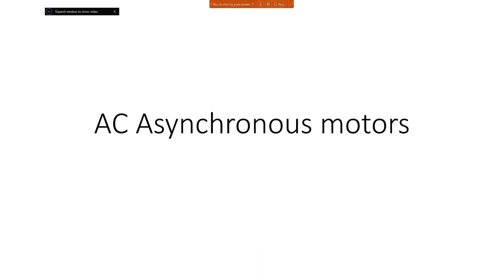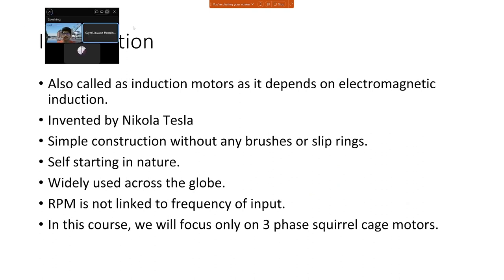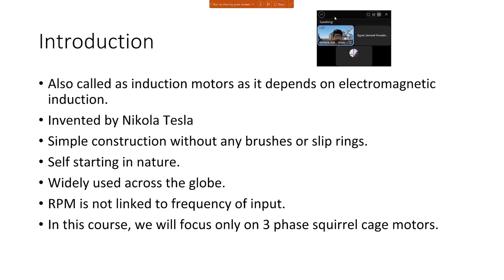Okay. Now let us look at asynchronous motors. They are also known as induction motors because there is no field. Like previously we saw in DC motors that there is something to create the field, right? You had the shunt or the wound field, and there is some field coil to create this field, or you have permanent magnets. But in induction motors or asynchronous motors, you don't have any such thing. It's just based on electromagnetic induction, and you just have the AC supply.